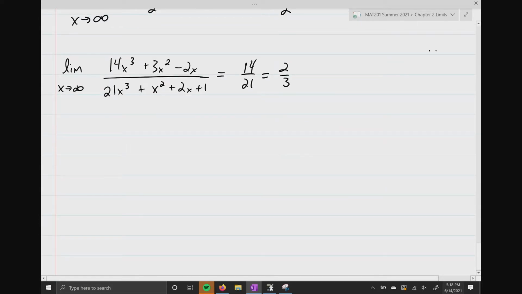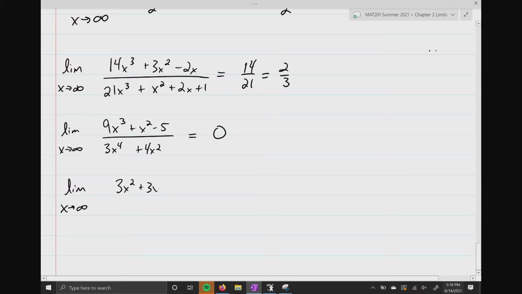The second example was the limit as x approaches infinity of 9x to the third plus x squared minus 5 all over 3x to the fourth plus 4x squared. That turned out to be 0. And then the last example, 3x to the second plus 3x all over x plus 1, and that turned out to be infinity.